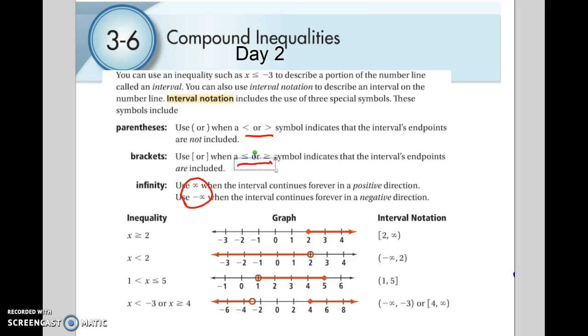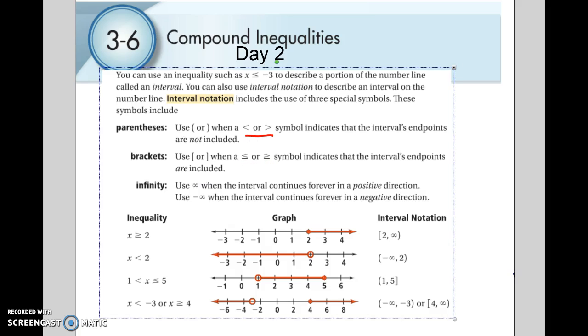Today we're doing day 2 of 3.6, which is interval notation. Interval notation is important because you're going to be using it for the rest of the year to write your answers for inequalities. But you're also going to be using it a lot in Algebra 2, and it's going to be how you write all your answers for your inequalities and also how you write your answers for your graphs.